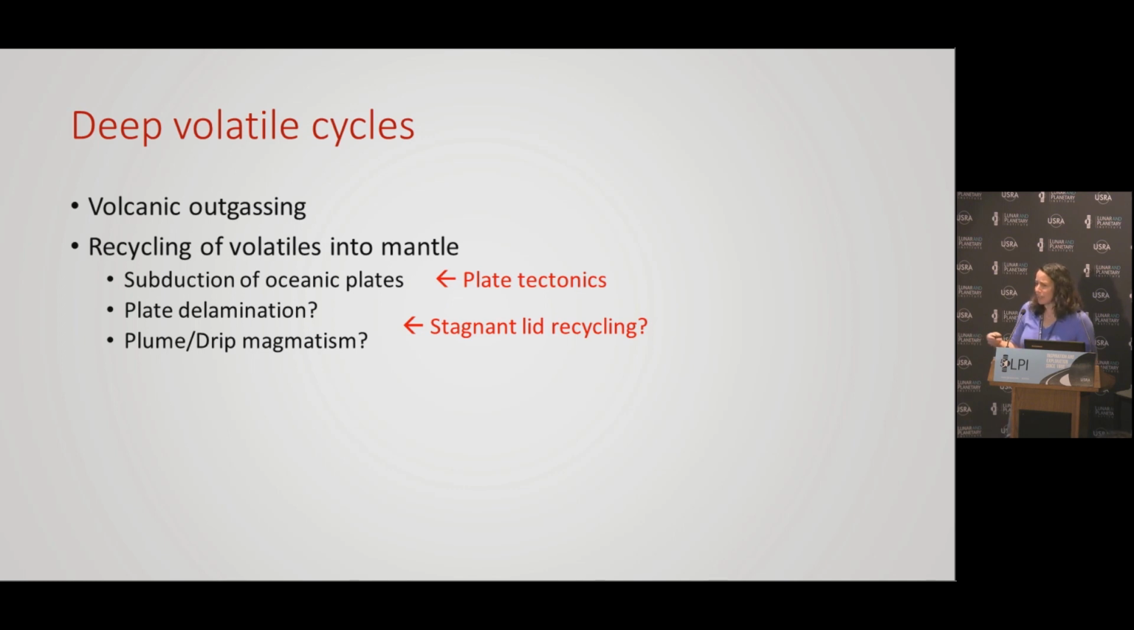And it's not really clear if there is actually a way to get volatile recycling in a stagnant lid planet. There are a couple of suggestions that we can have sort of plate delamination, or we have material dripping off the bottom of a conductive lid, which might potentially, over longer timescales, lead to volatile recycling.